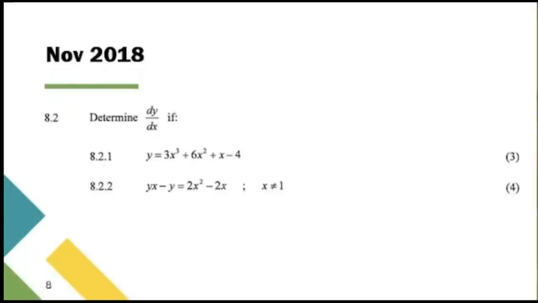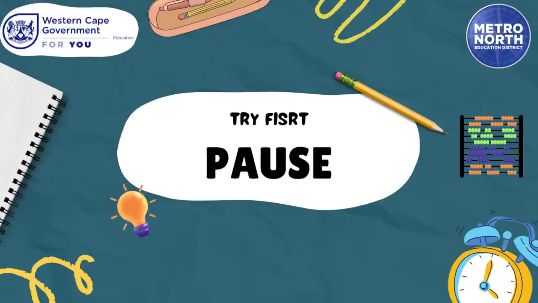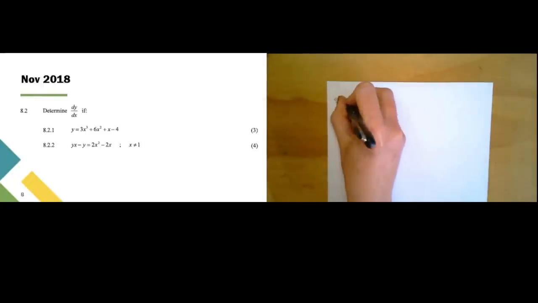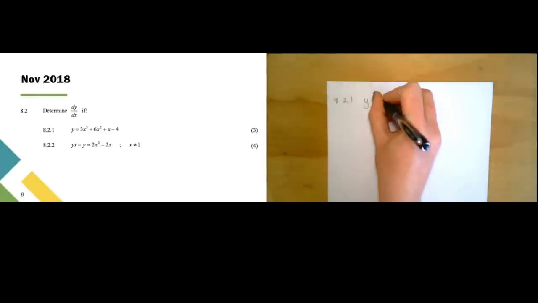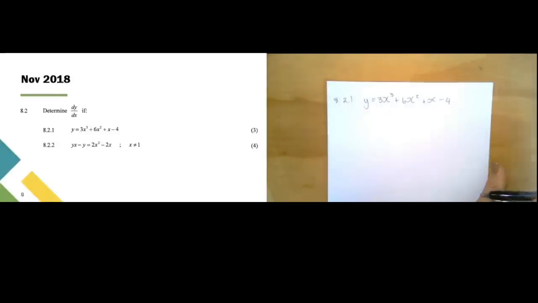2018. They gave us two questions in 2018 and they said determine dy over dx, so it's a normal one. And in 8.2.1, they gave me y equals 3x to the power of 3 plus 6x squared plus x minus 4. There's nothing special about this one. There's nothing I have to fix yet, so I can do it immediately.